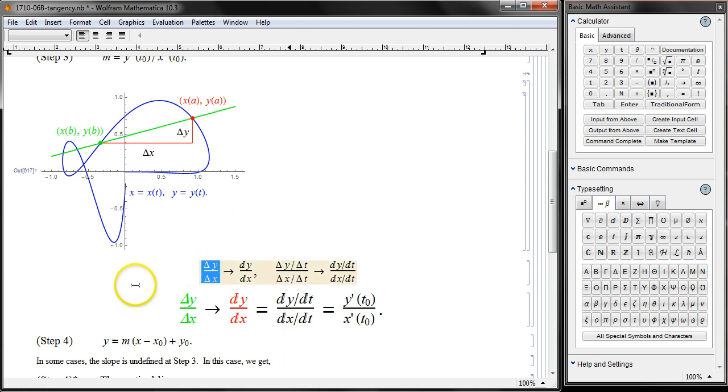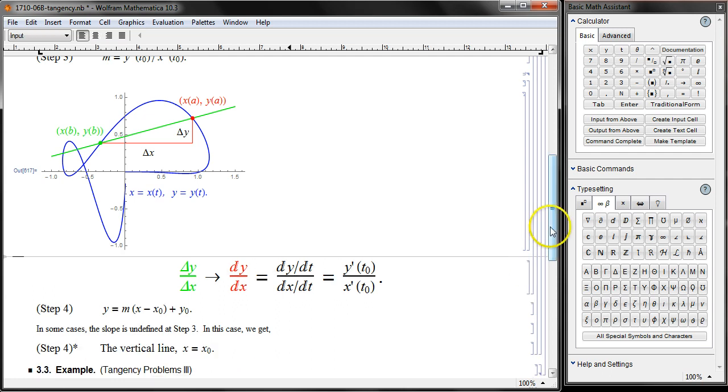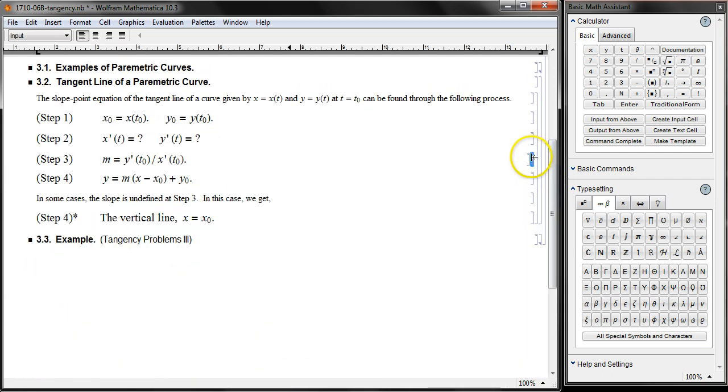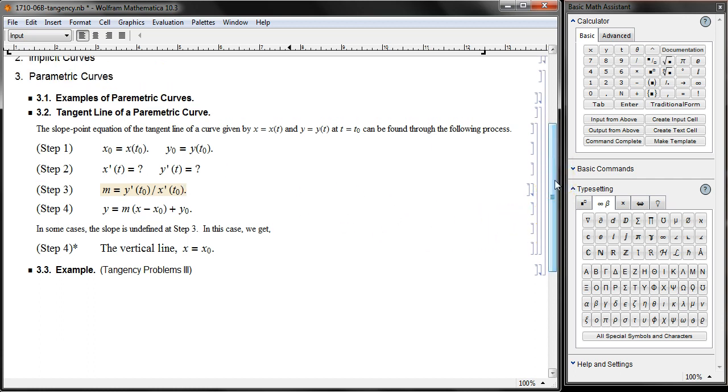From the slope of the secant line, a little bit of algebra, and then eventually taking that limit, we get the derivative over derivative, which is y prime over x prime. And then we just evaluate it at t equals t0. Voila, what do we get? We get the slope formula. That's where this is coming from. Otherwise, we covered everything. Well, of course, one more thing.